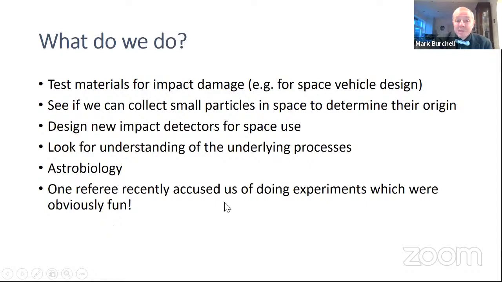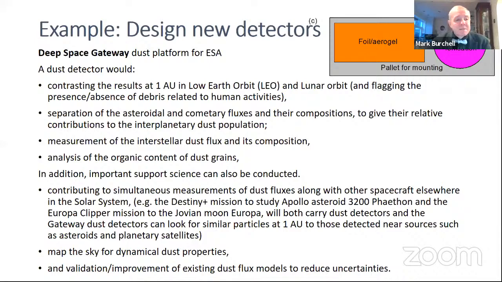And one referee wrote a rather scathing, he passed the paper. You send your papers to journals, referees like markers of your exam papers, sort of, oh, well, we'll let you publish that, but you've got to change this, this, and this. One of them let us publish our paper, but accused us of doing experiments which are obviously fun. Well, okay, so let's look at some experiments.